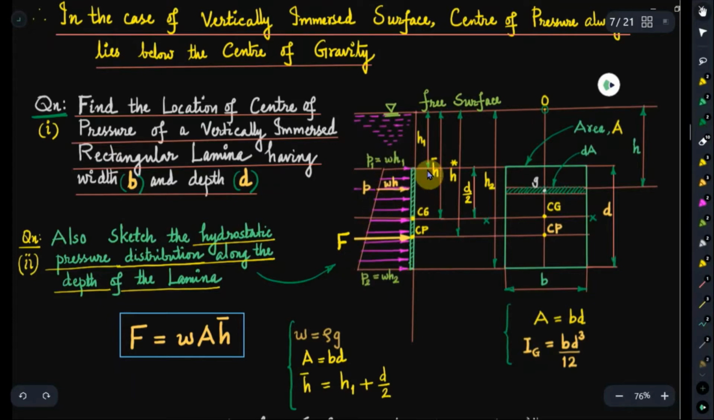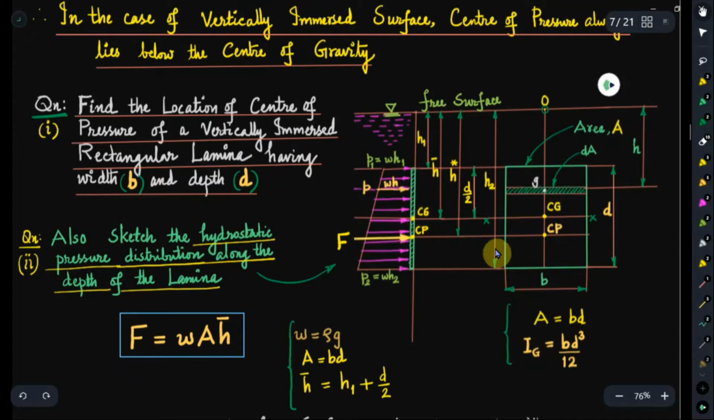And if the upper edge of the rectangular lamina is touching the free surface, then this distribution, which I haven't drawn here, but you can draw, starts from 0 at the top and is maximum at the bottom. If the depth of the lamina is D and the upper surface is touching the free surface, then the maximum pressure at the bottom will be W multiplied by the depth D. So, W into D will be the maximum pressure intensity at the lower edge when the upper edge is touching the free surface.